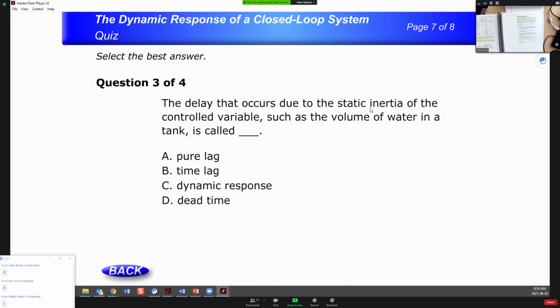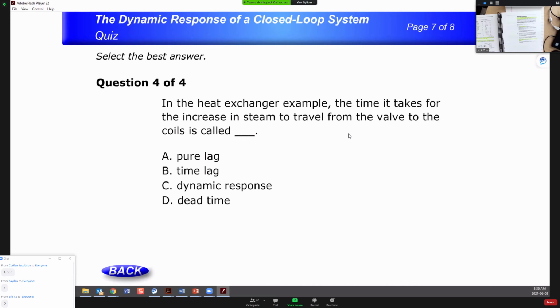Delay that occurs due to the static inertia of the control variable tank is called... anyone? A or D? It's A. Cartland, you are smart. You gave me a multiple choice, right?